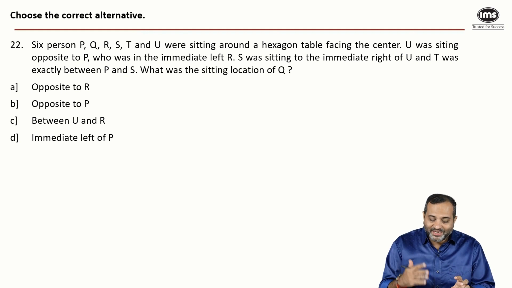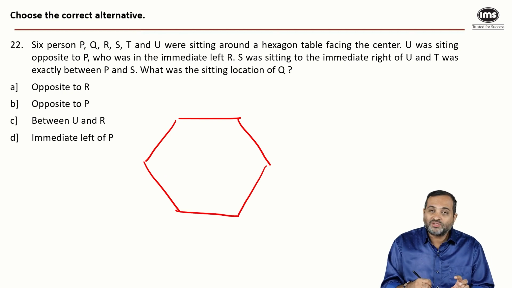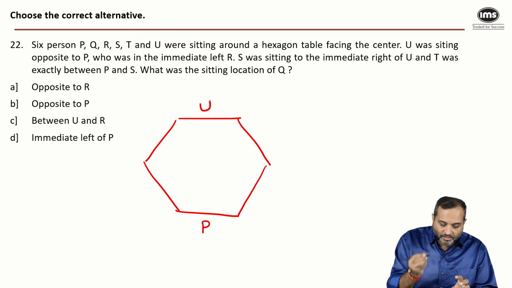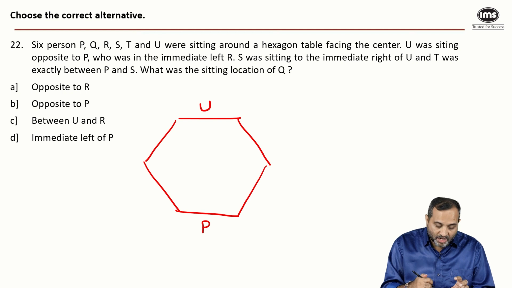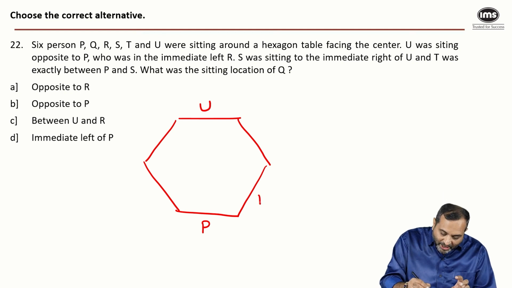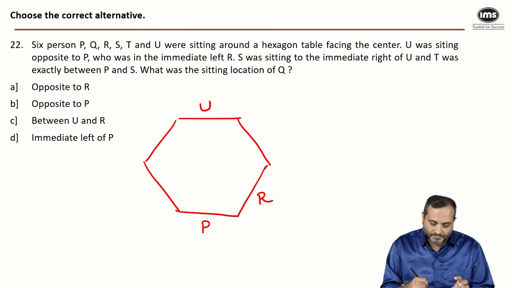6 people were sitting around a hexagonal table facing the center. So let's form a hexagonal table first. U was sitting exactly opposite to P. So if I keep a P here, U will come here. U was sitting exactly opposite to P, who was to the immediate left of R. So P is to the immediate left of R. So can I keep an R here? So the left of R is P.